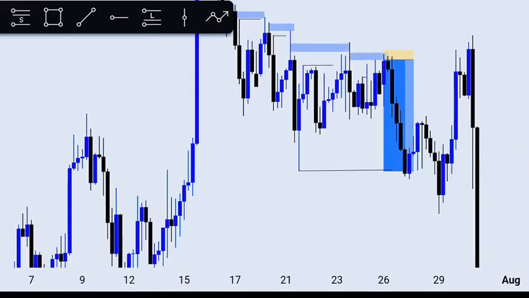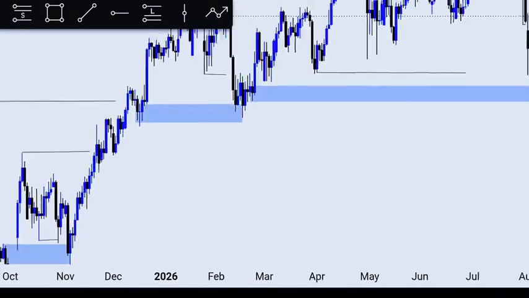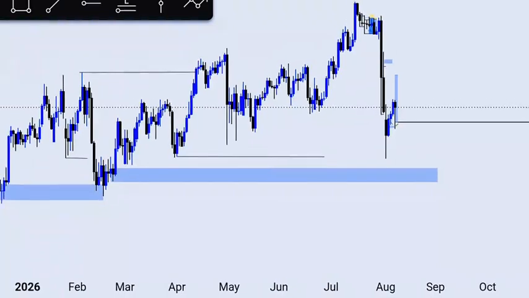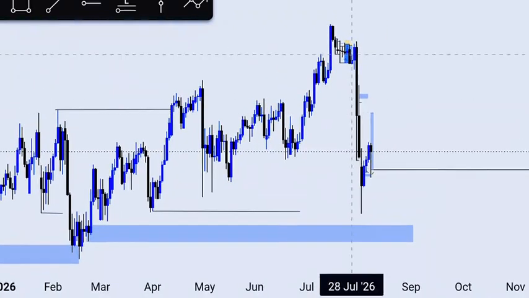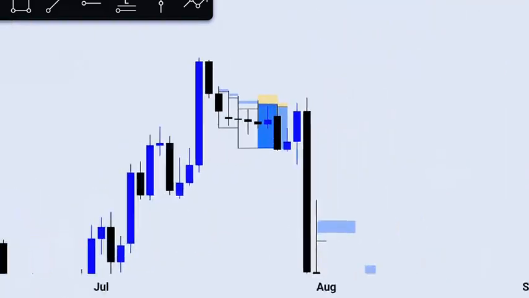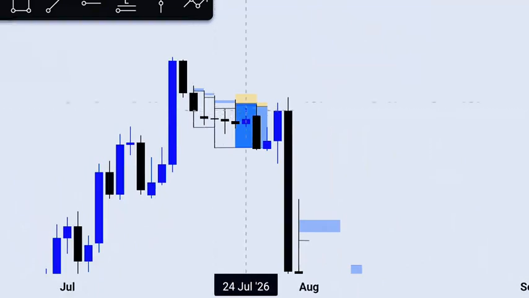After getting my POI on the higher time frame, which you can see, I'm expecting to buy. After getting the POI, market was still around this region, this zone. Market was still here on the 24th. This was on the 24th that I took this trade.